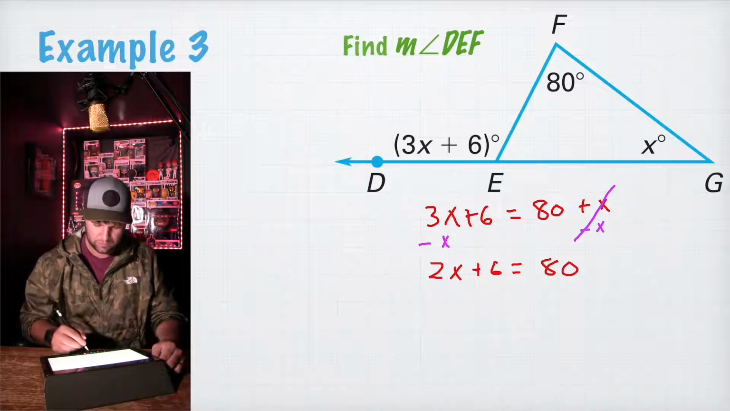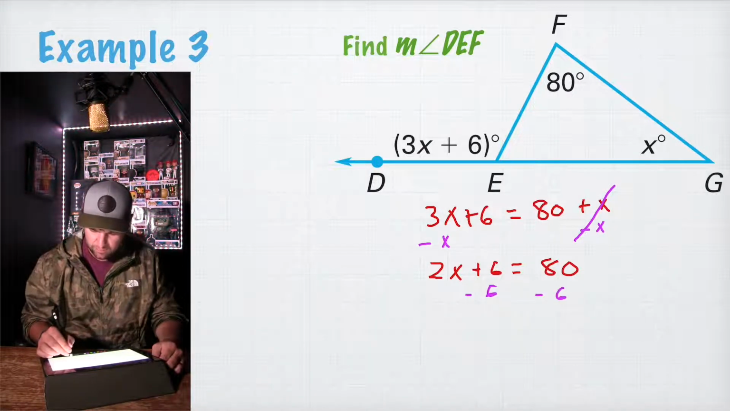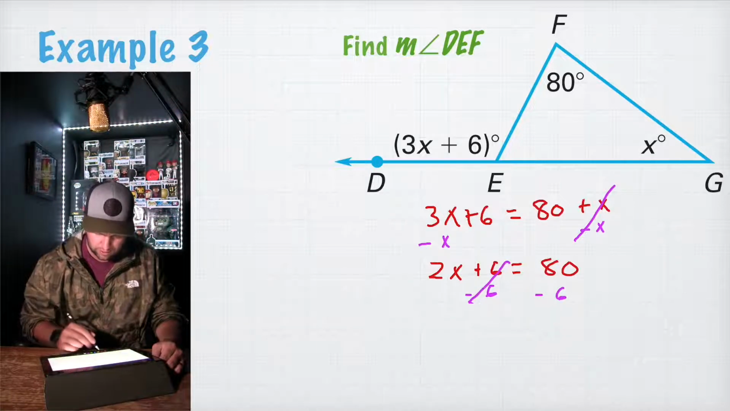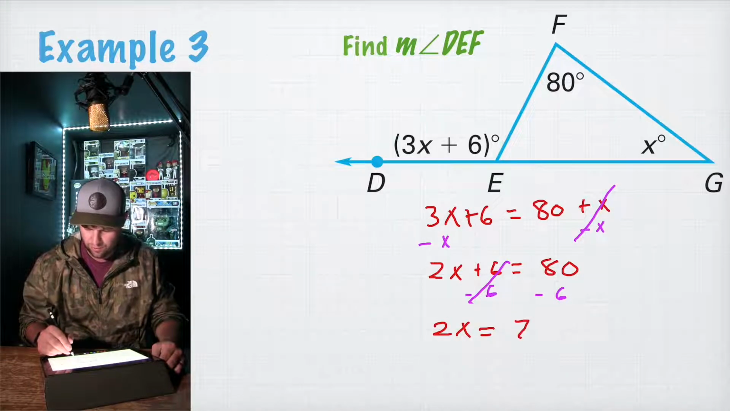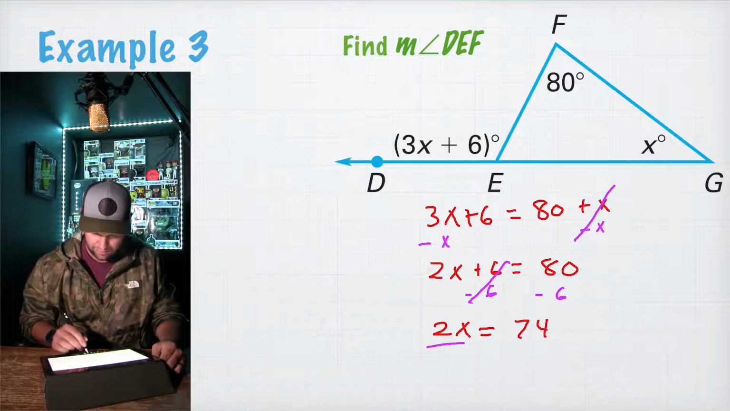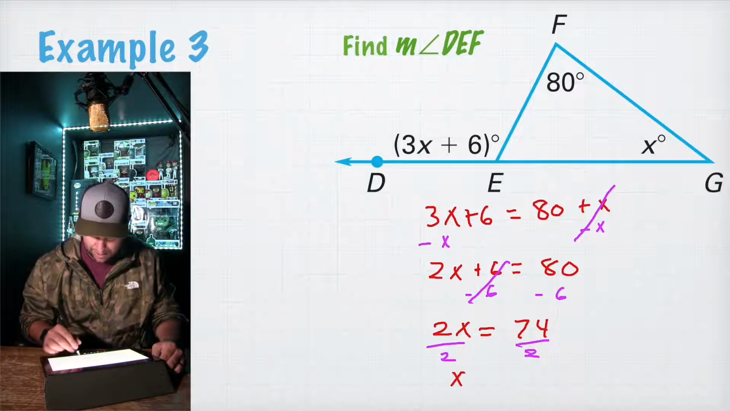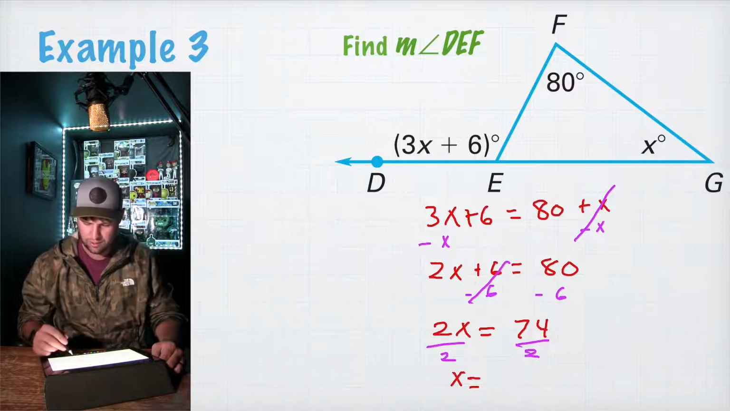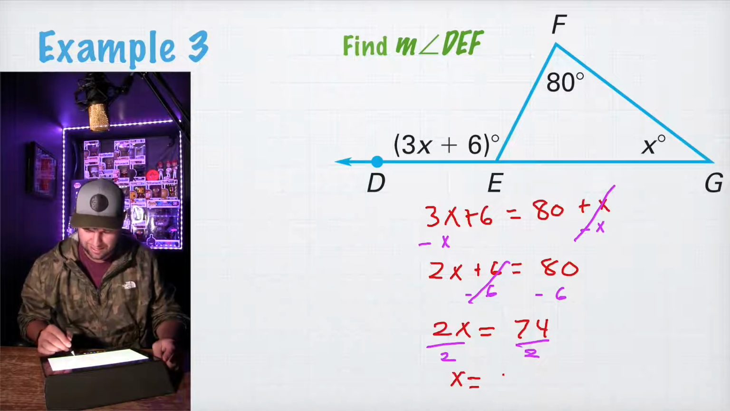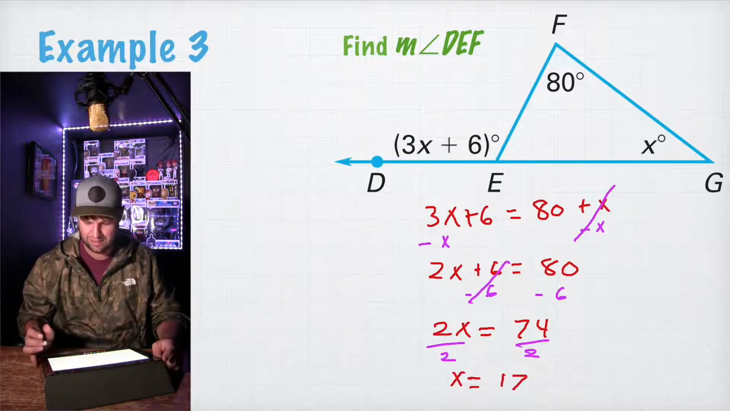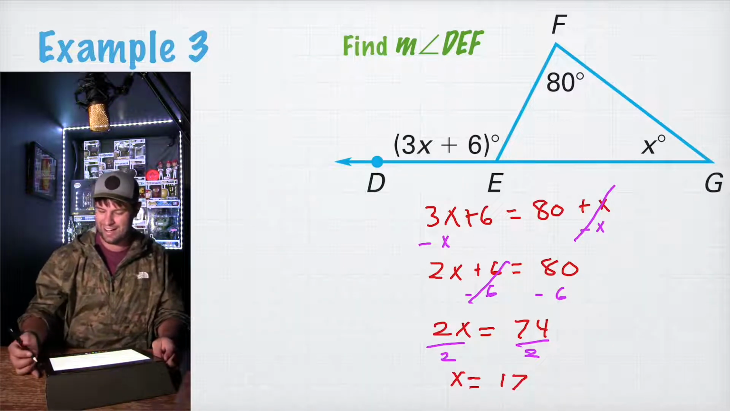Okay, let's subtract 6 from each side of the equation. These 6's cancel out. We're left with 2x equals 74. Okay, divide each side by 2. And x equals... 2 goes into 7 3 times, carry the 1, 17. Okay, x equals 17. I hope I did that math right.